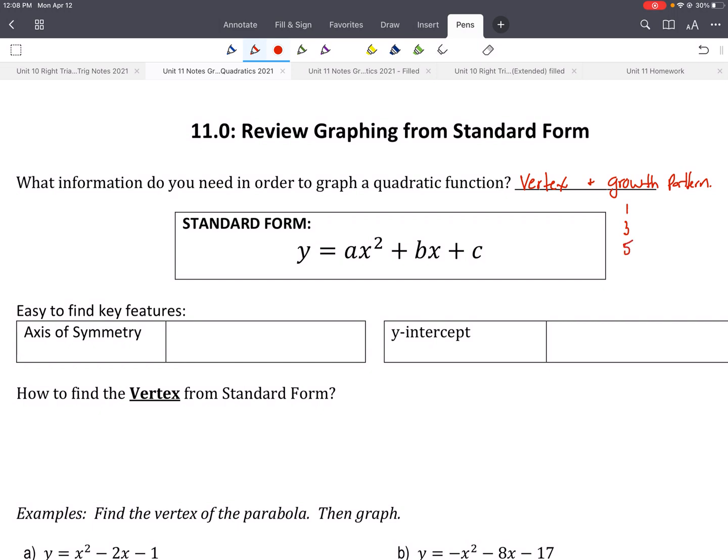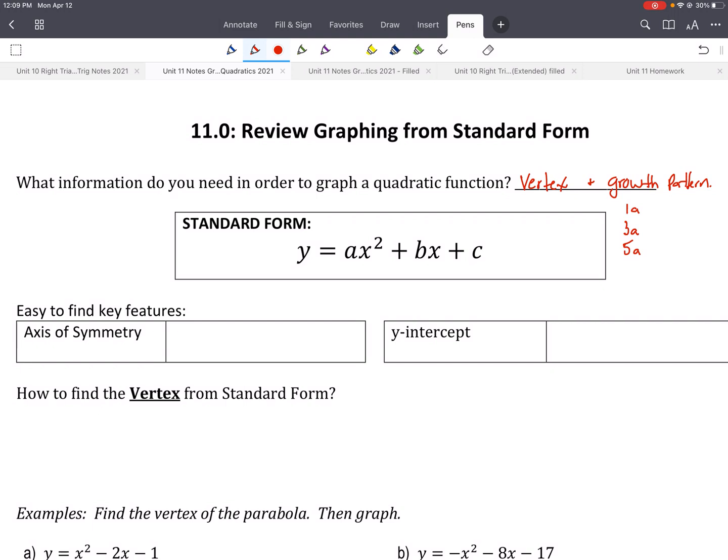For all of our problems, either A is 1 or -1, but next year, when you go do Secondary Math 2, A could be anything. So I just want to keep that in mind, where we do 1, 3, 5, but it's really 1A, 3A, 5A. So whatever A is, we just do that. Okay? All right, key features for standard form.